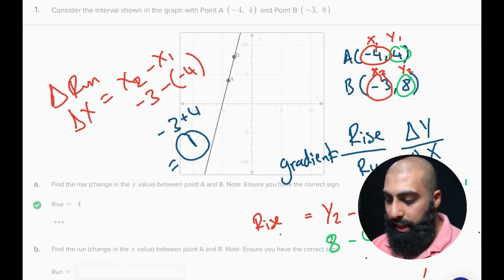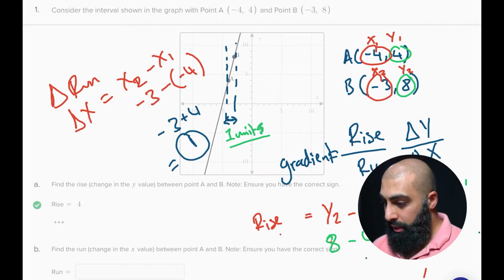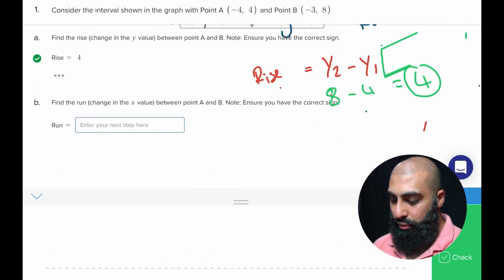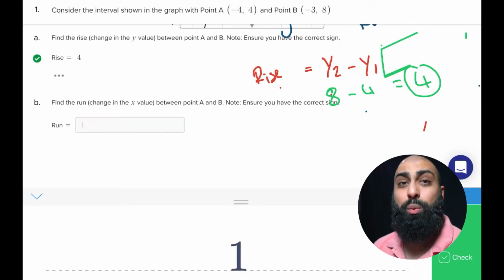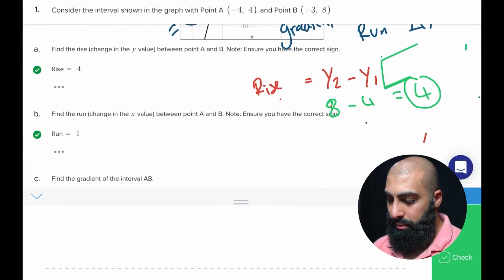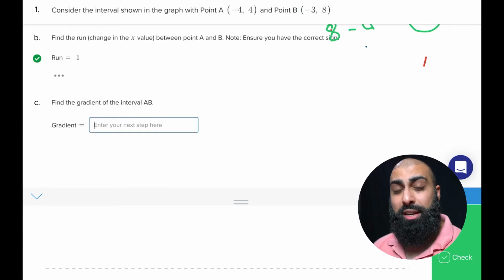If you look over here at the graph, the difference between x1 and x2 is 1 unit. So let's plug that in, we can just write 1 here and see what that gives us. Brilliant, that's correct. Now we're going to go into part C.